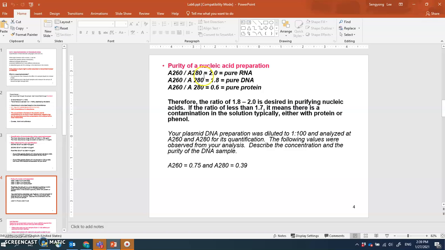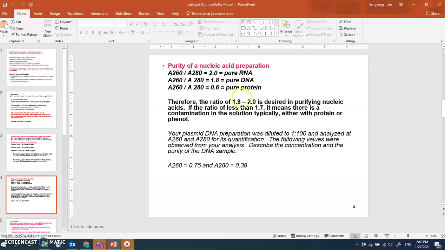And then if it's a pure DNA double-stranded, the ratio 260 over 280 is close to 1.8. And then if you have pure protein only, then the ratio becomes much less. So it's a 0.6. So if you want an idea about how pure your DNA, RNA, or protein sample is, you can do the two readings on the UV, 260 and 280, and take the ratio of the absorbance, then it'll give you an idea about how pure your sample is.